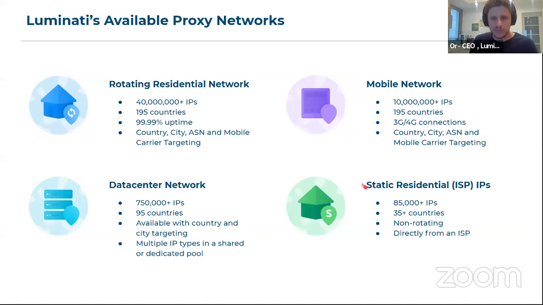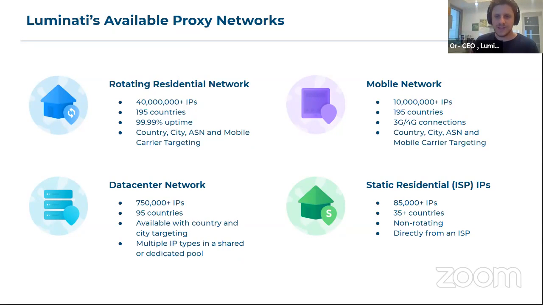And the fourth type of proxy that we offer is the static residential IP. This is a hybrid solution, a mixture between the residential network and the data center network. Basically, these are data center IPs that are labeled as residential IPs.